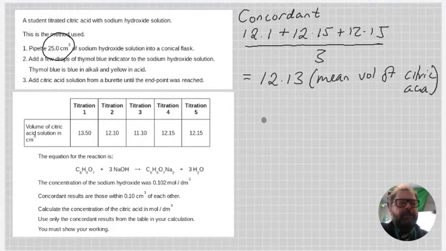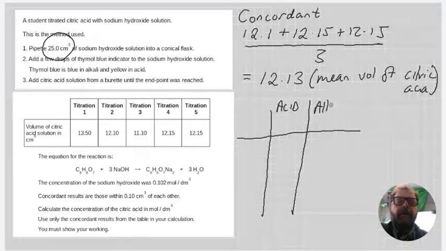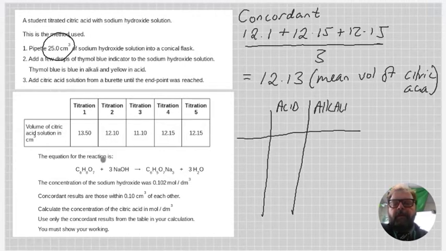Now when I answer these questions, I make myself a table. I advise you to do the same. I'm going to have a column for my acid and a column for my alkali. I'm looking at this equation here, and the first thing to take note of is from the balanced equation that for every 1 mole of this citric acid there are 3 moles of the sodium hydroxide, which is the alkali. So the ratio of moles is 1 to 3, and that will be important later.